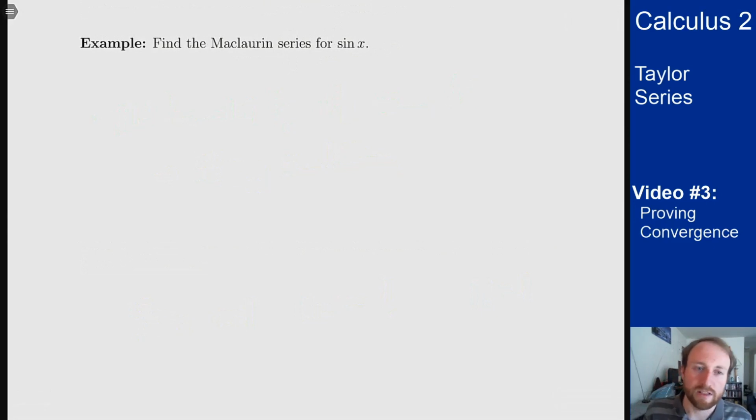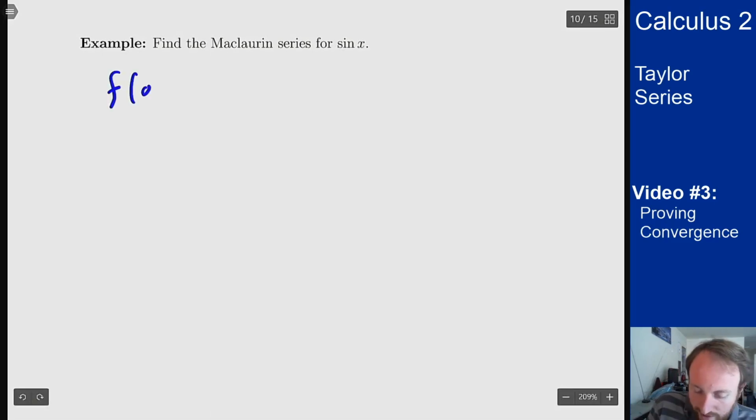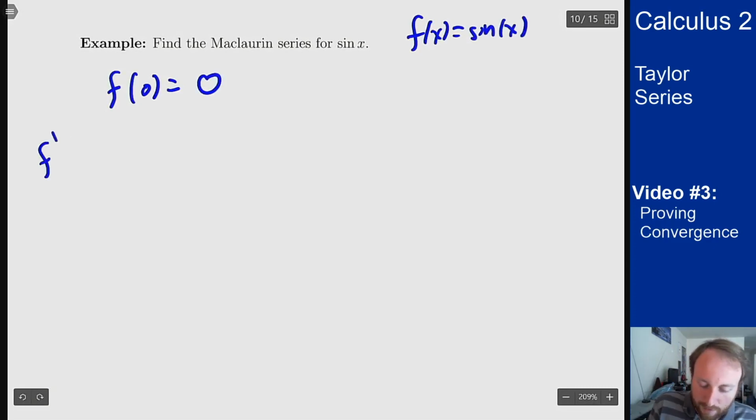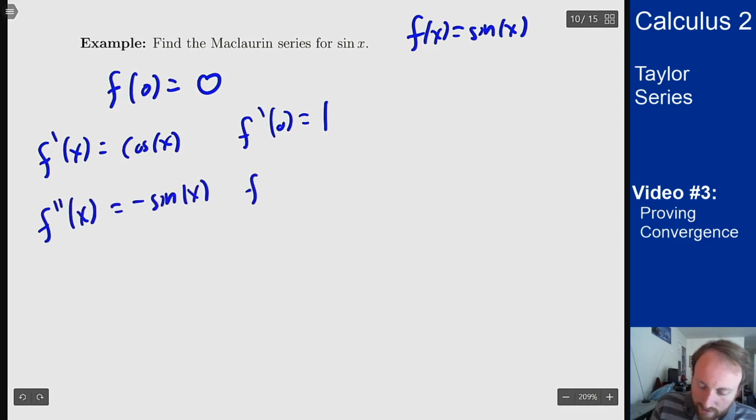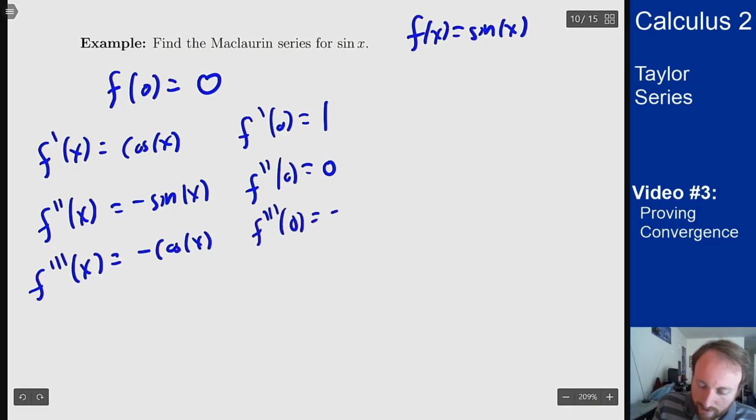Let's find the Maclaurin series for sine of x. Maclaurin meaning it's centered at 0, so I'm plugging in 0 whenever I do things. What am I going to get? So what's f at 0? Here my function f of x is sine of x. If I plug in 0, I get sine of 0, which is 0. F prime of x is going to be cosine. So f prime at 0 is going to be 1. F double prime is negative sine. So f double prime at 0 is 0. Third derivative is going to be negative cosine, which at 0 is going to be minus 1.